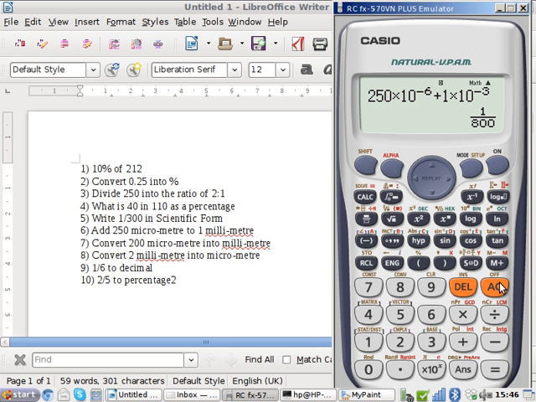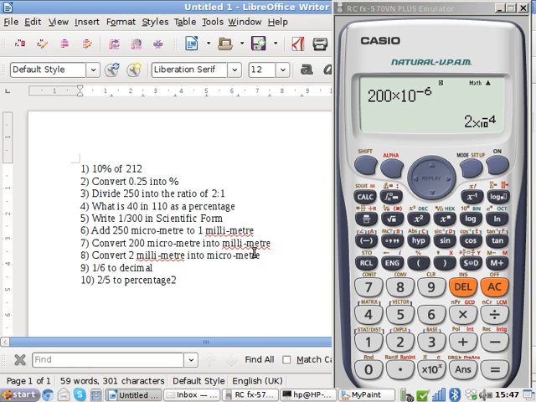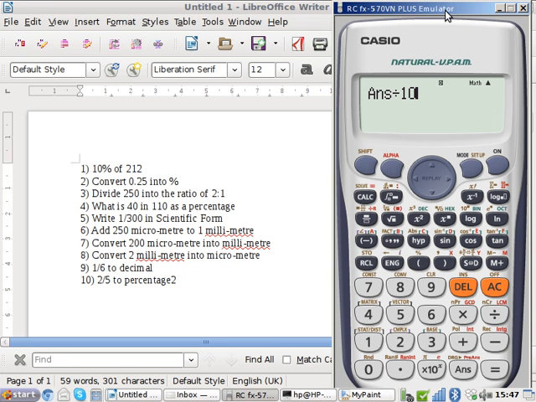Next, convert 200 micro into milli. So 200 micro is that, 1 over 5,000. To convert it into different units, like here, milli, what we do is divide by milli to see how many millis we have. So the answer would be 200 micrometers would be 1/5 of a millimeter. So 1/5 times 10 to the minus 3, 1/5 milli.